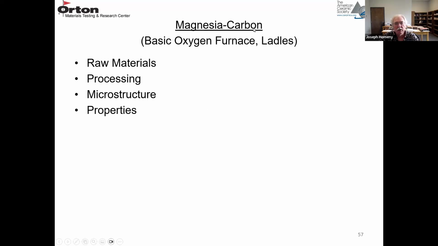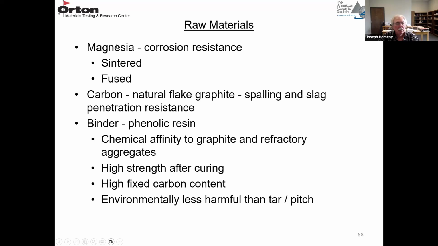The first one is a magnesia carbon composite. It's used in basic oxygen furnaces and ladles. And we'll look at the raw materials, the processing, the microstructure, and then the properties. So magnesia is a primary aggregate. It provides corrosion resistance. So magnesia is a basic refractory. You have basic slags in a basic oxygen furnace. They're high in lime. So magnesia in contact with a basic slag gives excellent corrosion resistance.